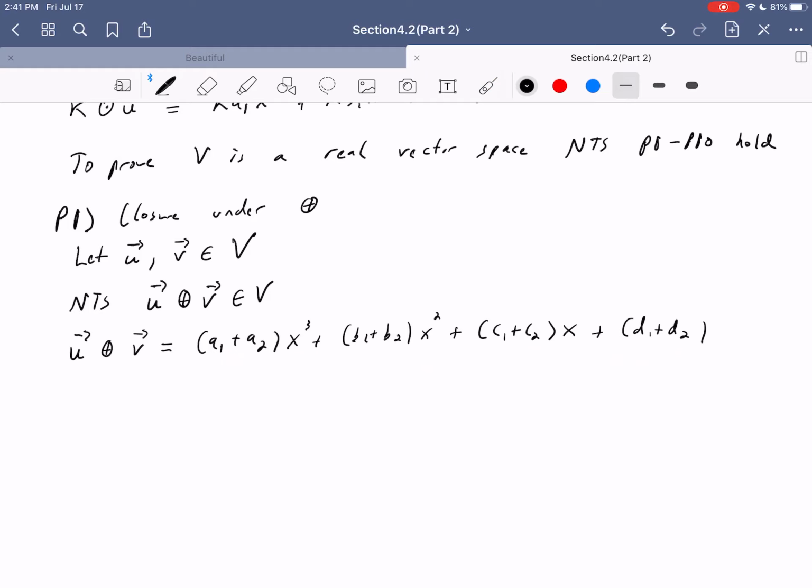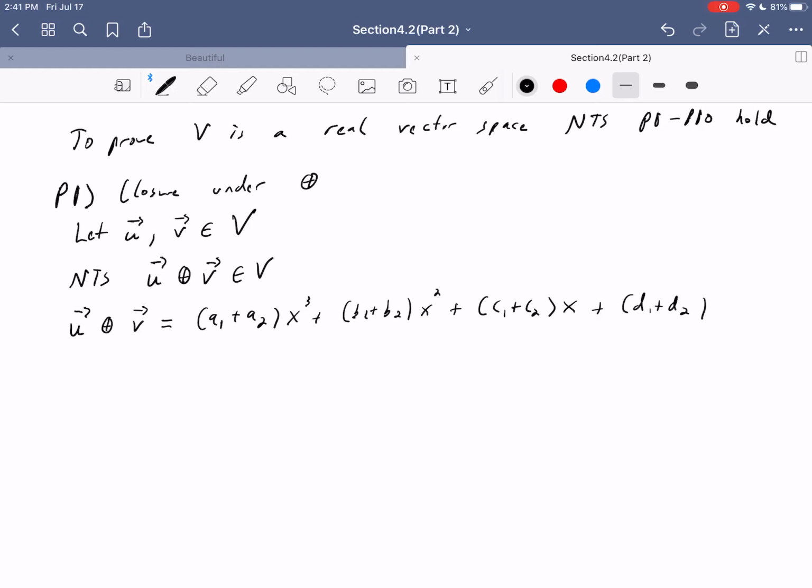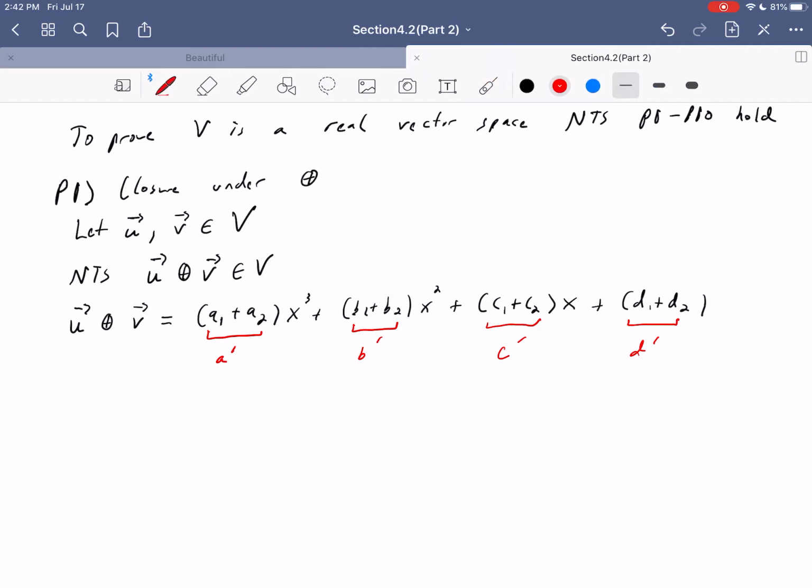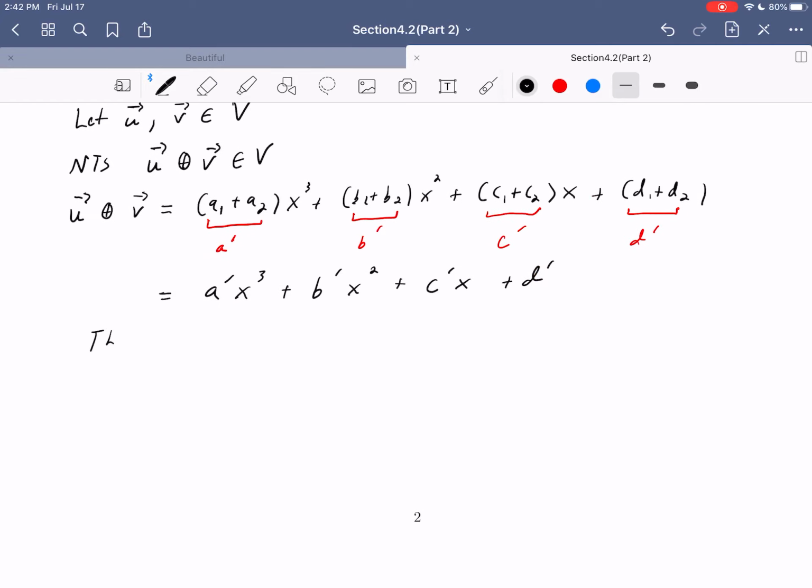If you wanted to be a little bit more notationally clever, you could say, okay, let's go ahead and redefine each of these to be a new constant. So let's just call these a prime, b prime, c prime, d prime, just letting those be new names for the constants. Then this is clearly a' x^3 + b' x^2 + c' x + d'. And clearly, this is a degree 3 or less polynomial.